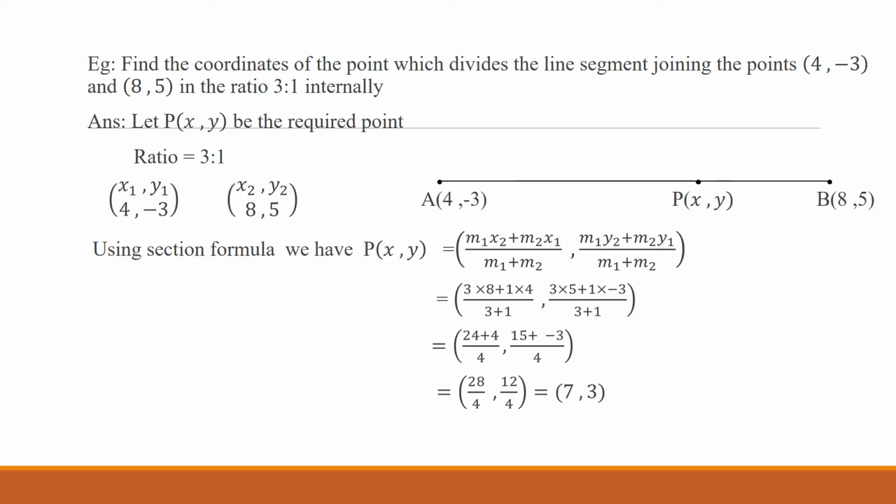In the same way when we take the y coordinate, that is (m1 y2 plus m2 y1) by (m1 plus m2). Again 3 into 5 plus 1 into -3 by 3 plus 1, which is 15 plus -3 by 4, which is equal to 12 by 4 and the answer is 3. Therefore, the coordinate of P will be (7, 3).